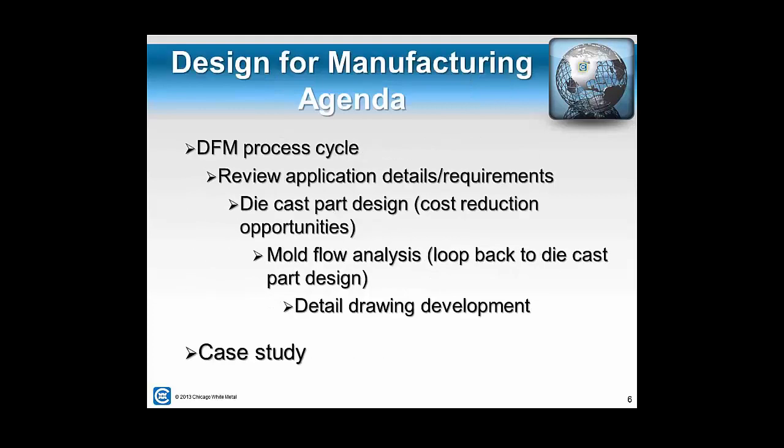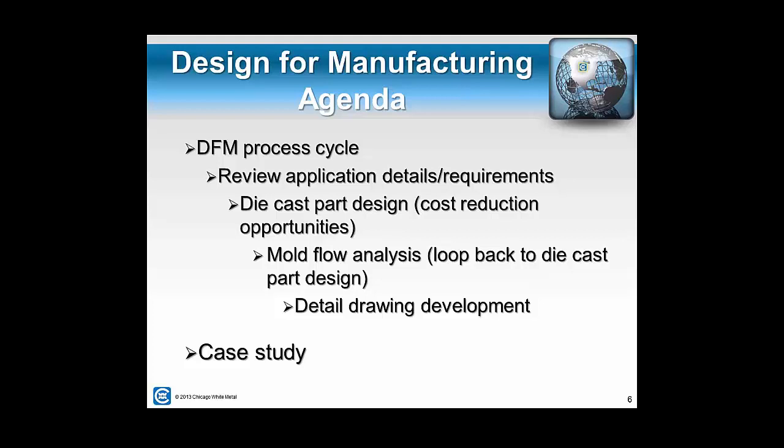So what's the agenda for today? We're going to look at the design for manufacturing process cycle, and this relates somewhat to how Chicago White Metal does it, although it's probably fairly common to other die casters, but we do take a look at how CWM does this process and would like to do this process on a new project. The first thing is we review the application for the new project, the details, the requirements, and go through a pretty detailed analysis of how the part's going to be physically used in its application.